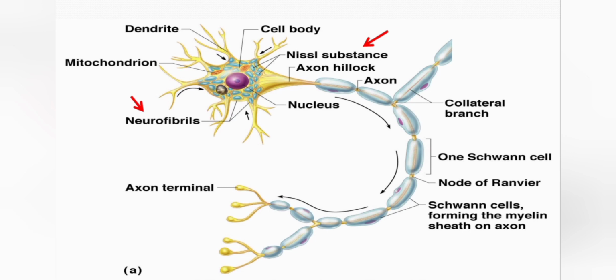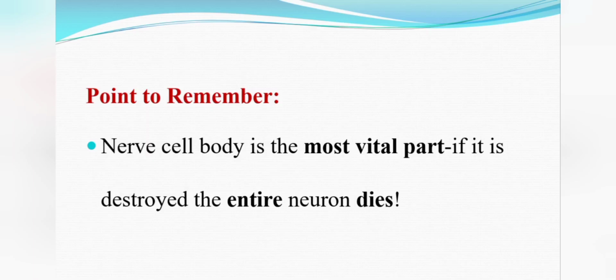Basically we have got two types of neurons, myelinated ones and non-myelinated ones. Here you are seeing a myelinated neuron in which the myelin sheath is present, and it is secreted by the Schwann cells. Now I told you that the cell body or soma is the most vital part. If it is destroyed, the entire neuron dies. So this is very important.